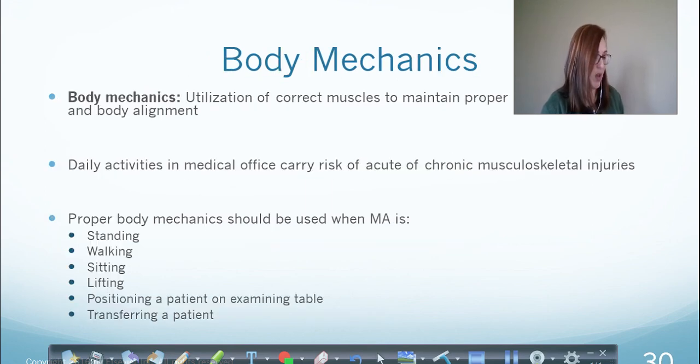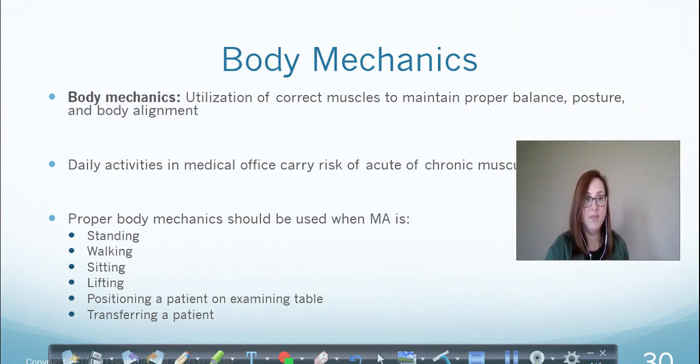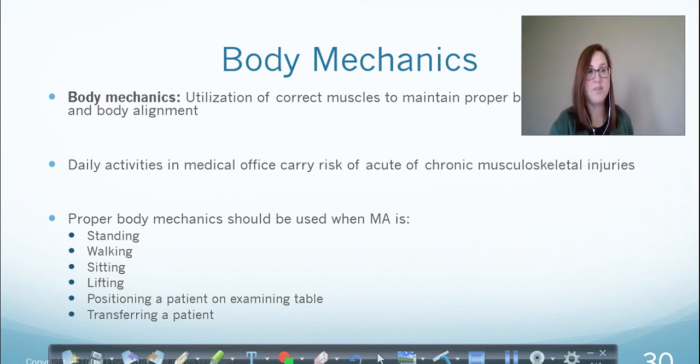Okay, let's talk about body mechanics. Body mechanics are important because they avoid skeletal muscle injury. They help you to use correct muscles and maintain proper balance and posture and correct body alignment.